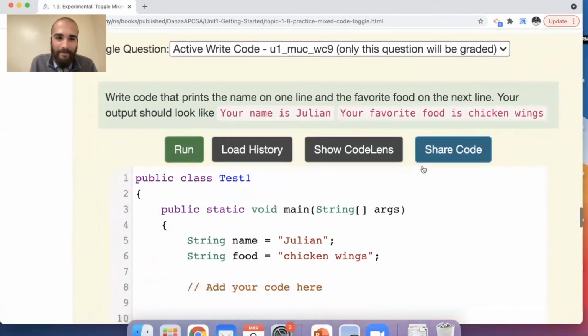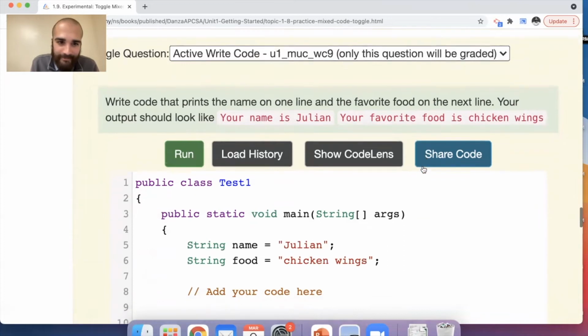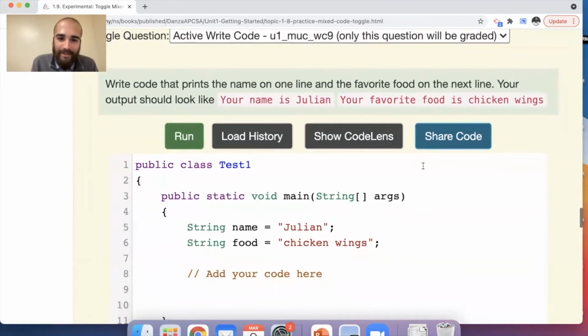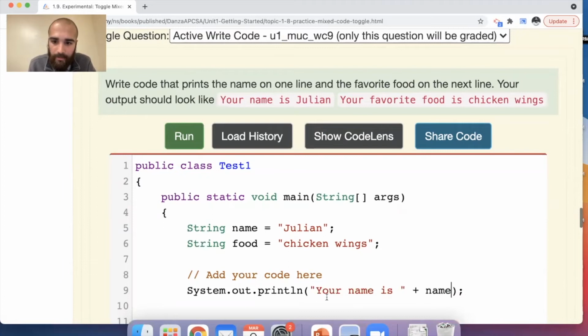All right. I'm gonna read this time. I like to read it out loud, but not actually pay attention to it. Write code that prints the name on one line and the favorite food on the next line. Your output should look like, got it. All right. System.out.println. Now I'll forget a semicolon or something. I'm gonna include that semicolon there. And it needs to say, your name is, space and quotation, concatenate it with name. Then I'm going to copy it because I'm going to be lazy.